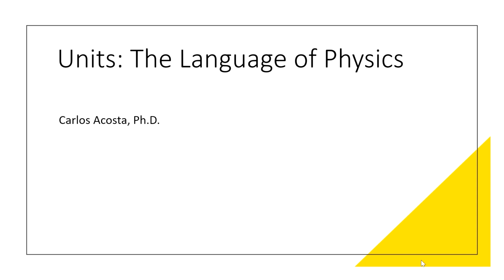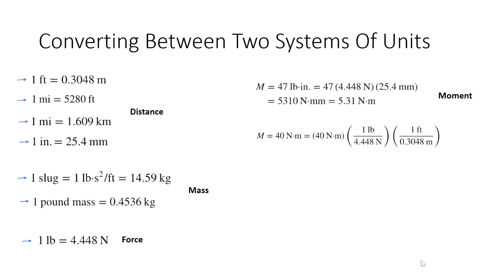Hello, and let us talk about units. This is the first concept we have to master, we have to understand very well: how to go from one system of units to the other. I'm talking about how to go from the imperial system of units, such as inches, feet, miles, to meters, millimeters, or from pound mass to kilograms, or pound force to newtons. So let's go ahead and see how we do that.